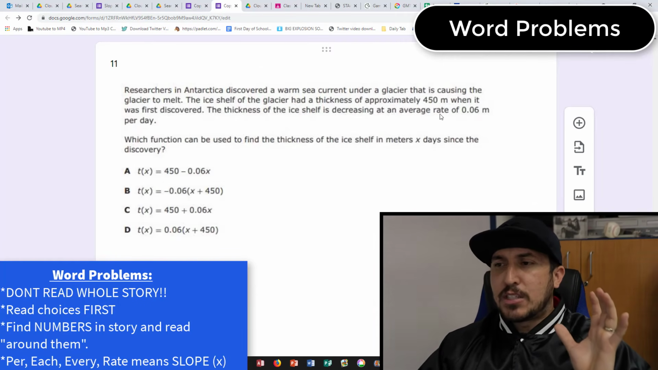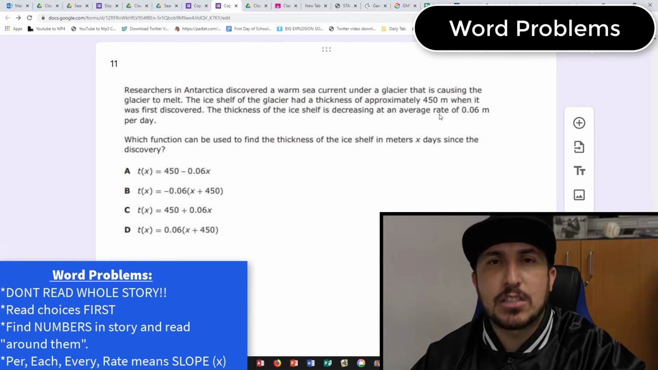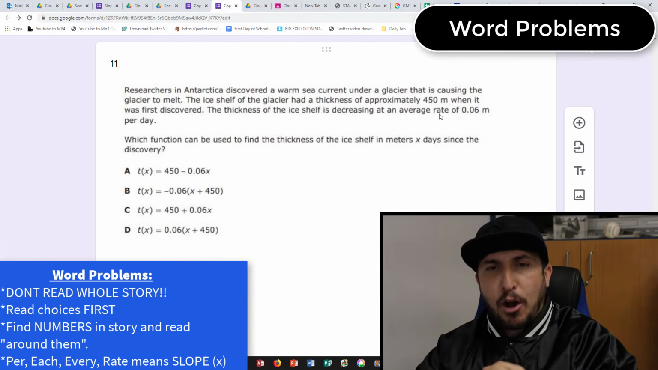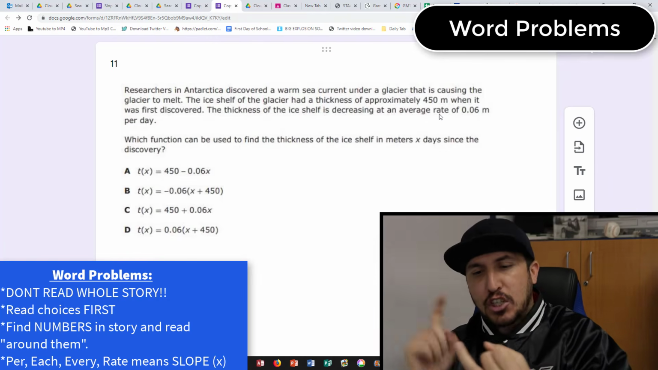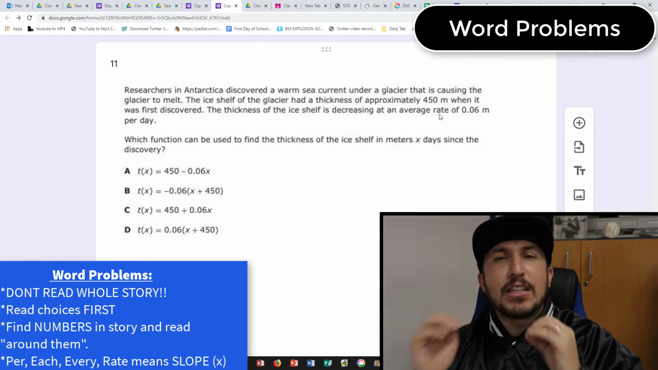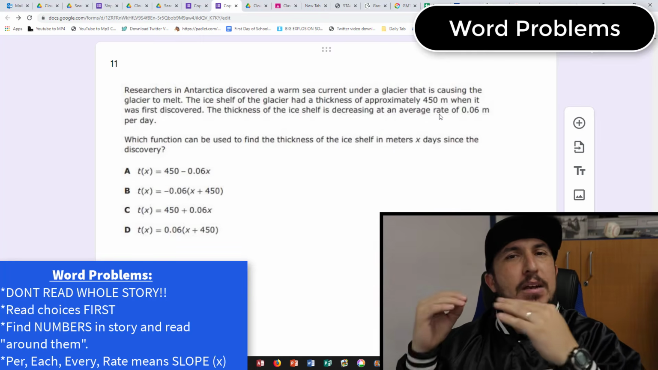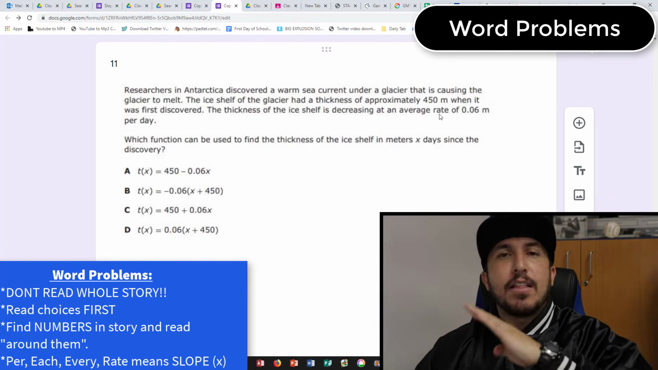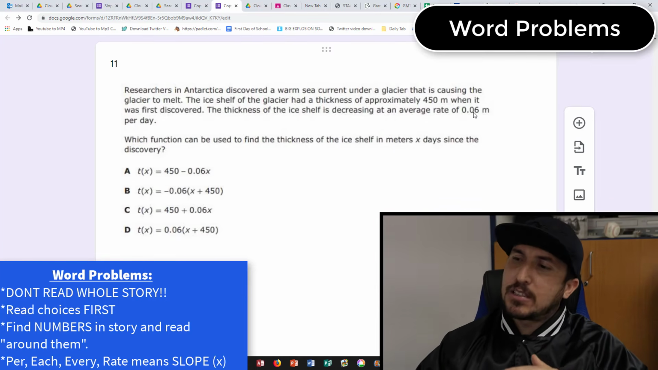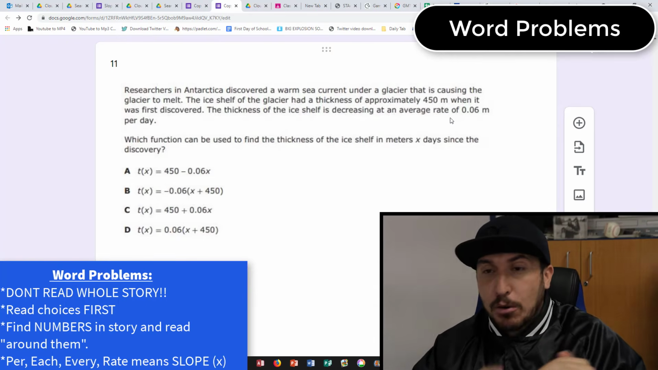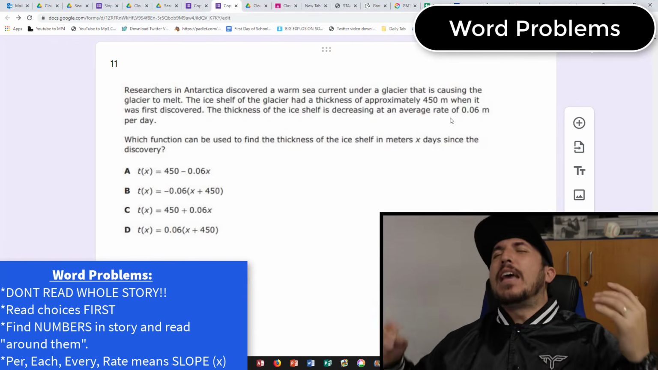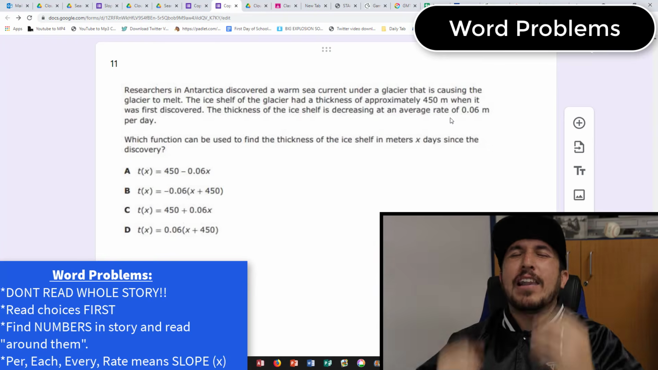Wait. You see the word rate? The word rate means slope. Each, every, per, rate, that means slope. So look at this 0.06. You see how it says rate there? Then the 0.06 is the slope. And if you are slope, you have to have a letter on you.